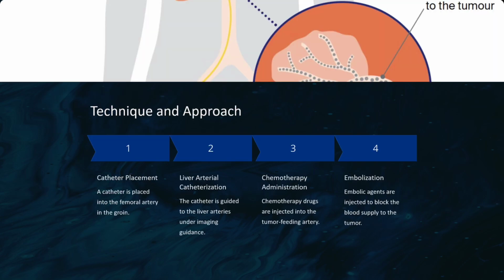So these are the technique and approach. The first is the catheter placement, that is, a catheter is placed into the femoral artery in the groin. Then comes the liver artery catheterization. The catheter is guided to the liver arteries under imaging guidance. Then comes the chemotherapy administration. The chemotherapy drugs are injected into the tumor feeding artery, and then comes the embolization. Embolytic agents are injected to block the blood supply to the tumor.